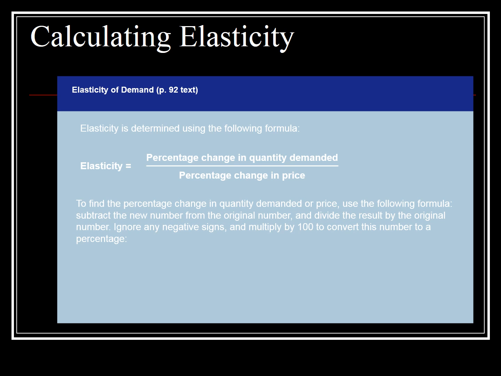So in order to find the percentage change in quantity demanded or price, you have to use this formula. You subtract the new number from the original number and divide the result by the original number. Okay? You're going to ignore any negative signs, and then you're going to multiply it by 100 so that it becomes a percentage. Okay? So what this looks like is, say for instance, we had a demand at the first price of 100.